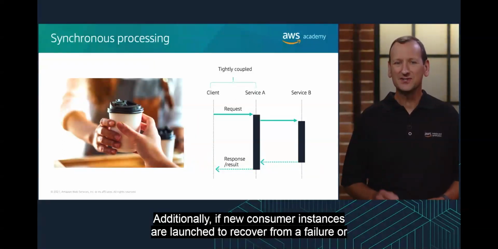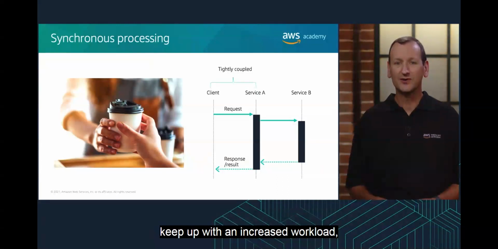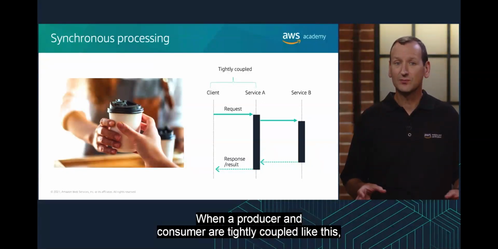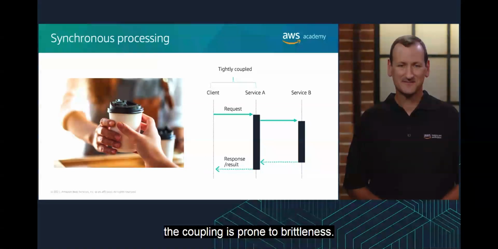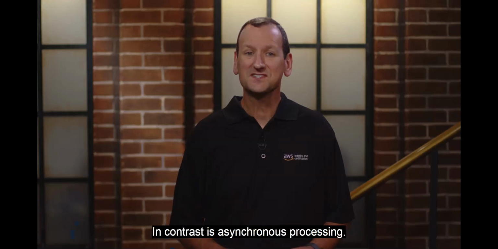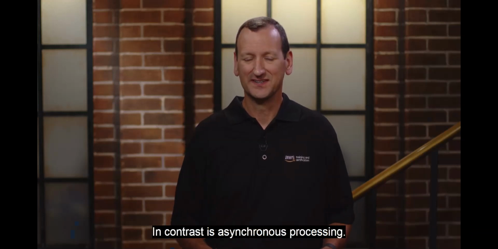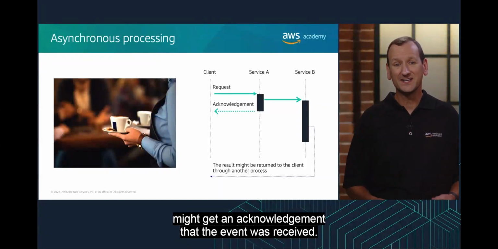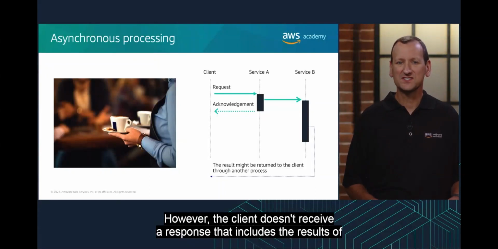Additionally, if new consumer instances are launched to recover from a failure or keep up with an increased workload, the producer must be explicitly made aware of the new consumer instances. When a producer and consumer are tightly coupled like this, the coupling is prone to brittleness. In contrast is asynchronous processing. In this design, the client or producer sends a request and might get an acknowledgement that the event was received. However, the client doesn't receive a response that includes the results of the request.